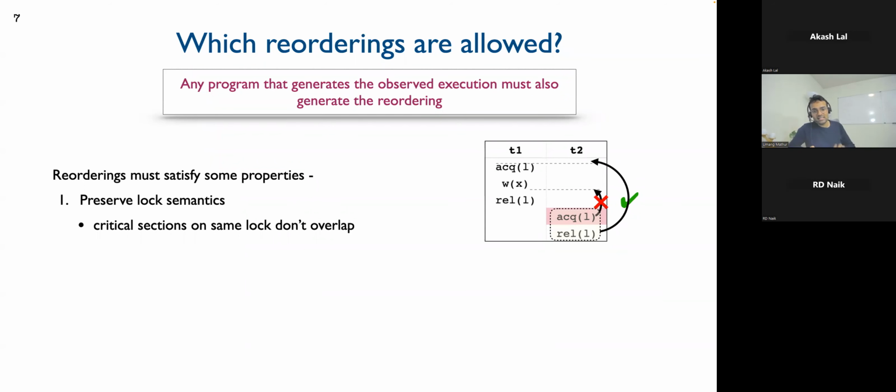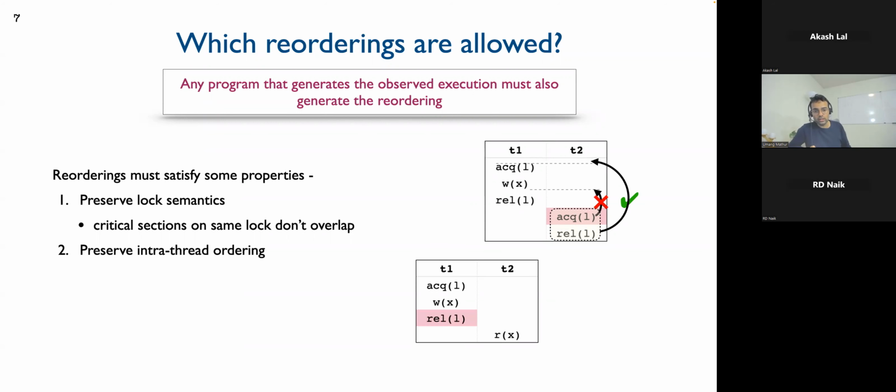But I can place this entire critical section up above the first critical section in T1, because then the critical sections are not overlapping, and that's an okay reordering. Similarly, because I don't have access to the program, I want to preserve the intra-thread ordering. In that sense, I cannot reorder so that the write X comes out of the critical section in T1.